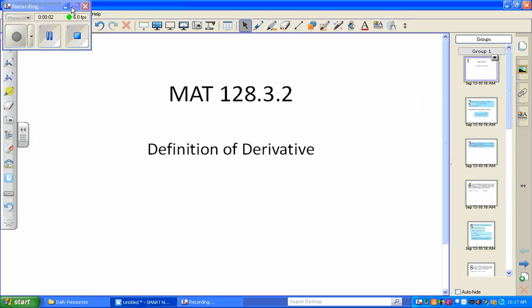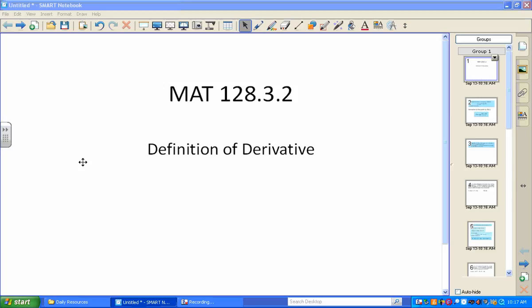All right, we'll go ahead and get started with the lesson for today. Quiet, please. Definition of a derivative. This is the second section of the third chapter.